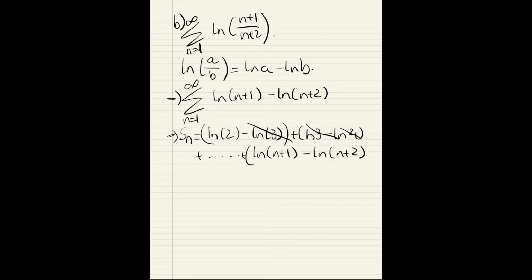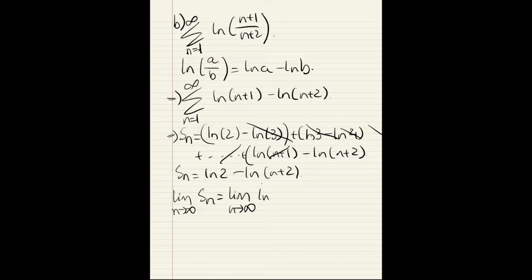So we cancel out. This one cancels with the previous terms. So S of n equals ln 2 minus ln(n plus 2). So that we have the limit as n goes to infinity of S of n equals the limit as n goes to infinity of ln 2 minus ln(n plus 2). The limit of ln 2 minus infinity diverges.